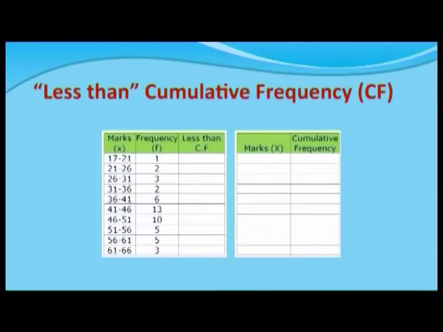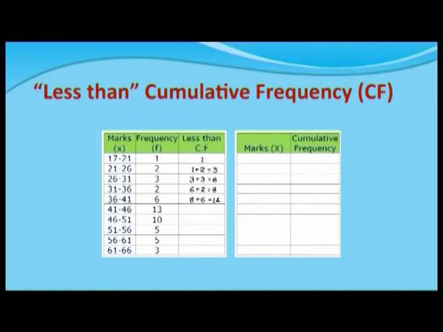We shall explain the construction of a less than distribution for the same example. The first column consists of the marks range x. The second column consists of the frequency f. And we introduce a third column which shows the less than cumulative frequency for the given sample. As you can see, the cumulative frequency for the first range 17 to 21 is 1, which is obvious since there is only one data point for this range.